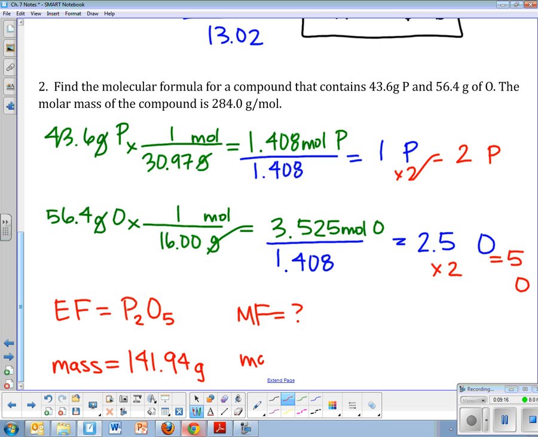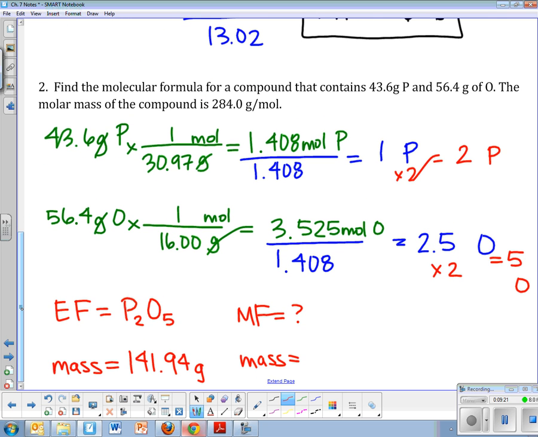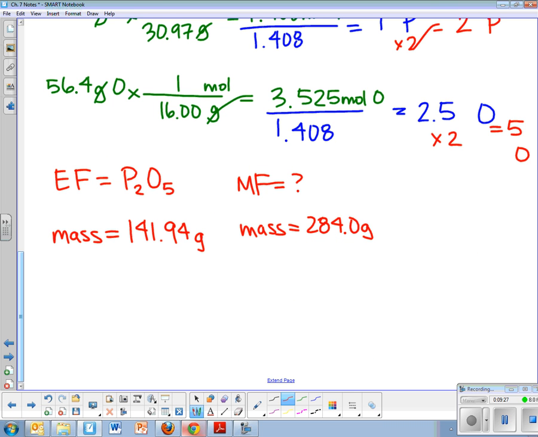So my molecular formula is what we want to know. And we know the mass of this because it was given in our problem. Right here, 284.0 grams per mole. So I need to now divide them: 284.0 grams divided by 141.94 grams. Grams divide out. And when you divide this, you get 2. Really, really close to 2.